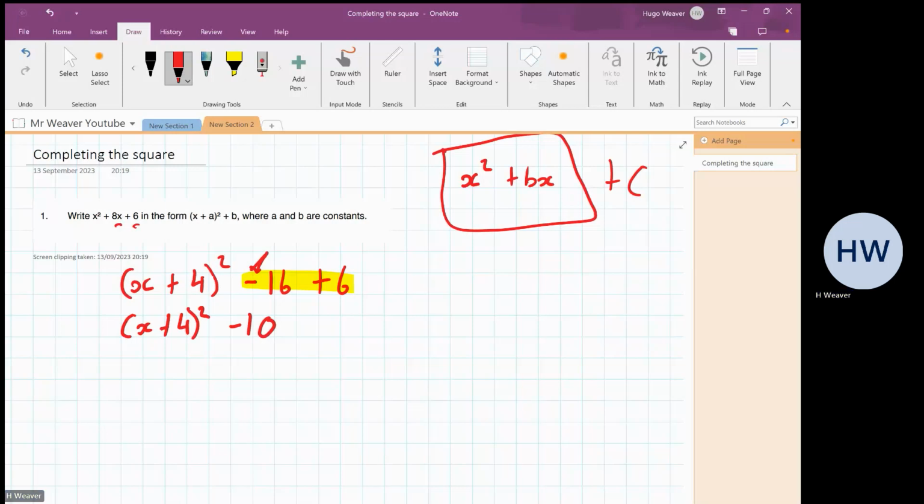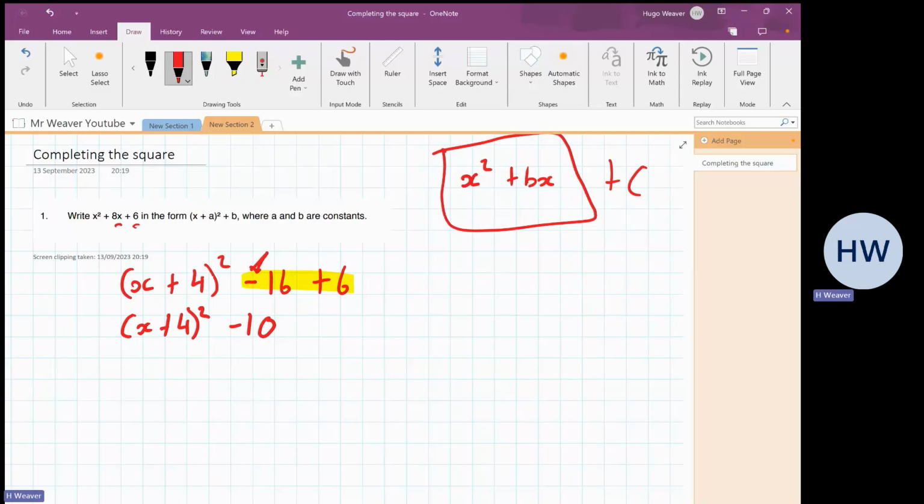Okay, that's literally it. Now, when you complete the square, you're doing it for a couple of reasons. One, you're wanting to try and solve to work out what x could be when you can't factorize. But also it helps you with drawing quadratics. It basically means that you can find the minimum point.